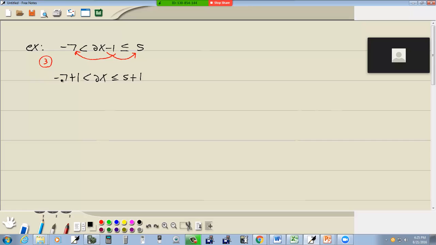At any step, combine together like terms. Negative 7 plus 1 is negative 6. 5 plus 1 is 6. That's interesting. They both come up 6.